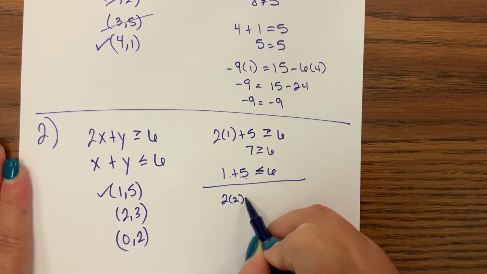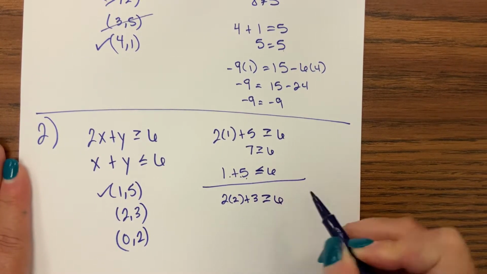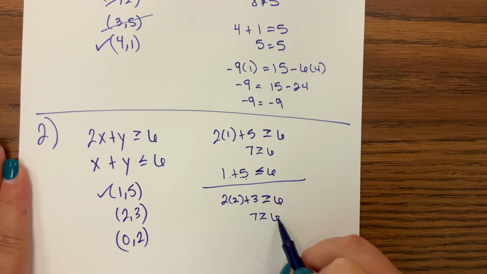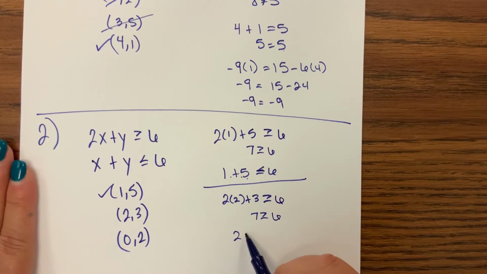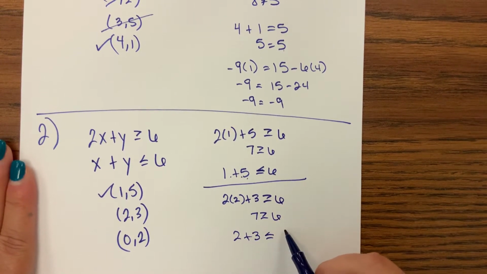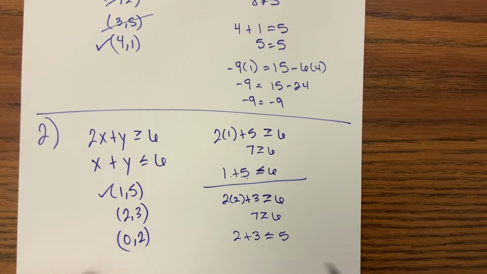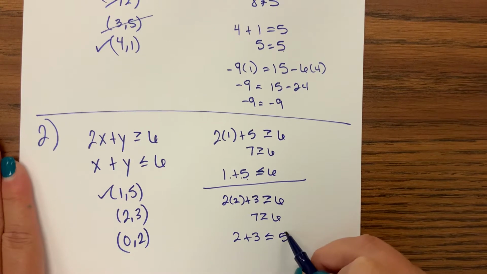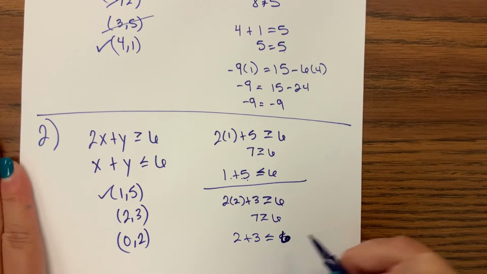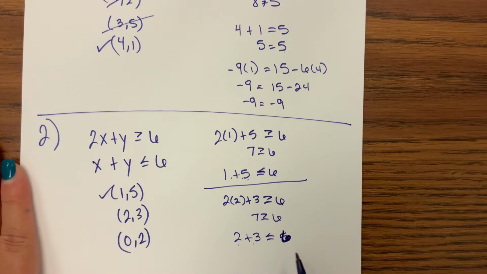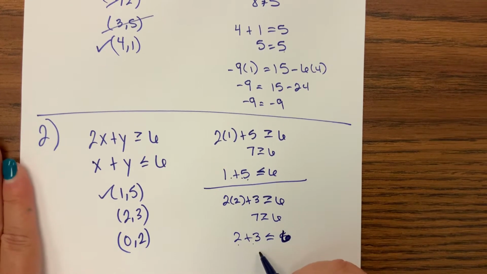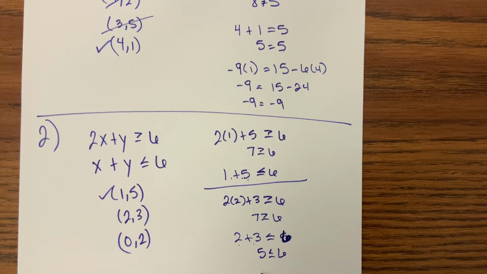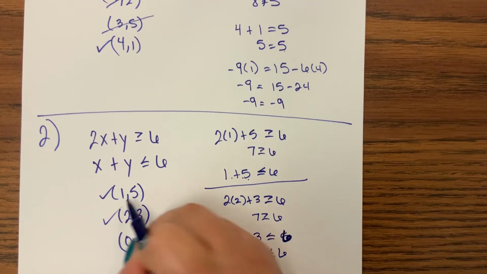So the next one, 2 and 3. So 2 times 2 plus 3 greater than or equal to 6. So that's 4 plus 3, which is 7, and that works. So now let's try this one. 2 plus 3 less than or equal to 6. Is 2 plus 3 less than or equal to 6? Yeah, 5 is less than or equal to 6, sorry. I keep saying 5. 5 is less than or equal to 6, so that one works. So this one's another solution.